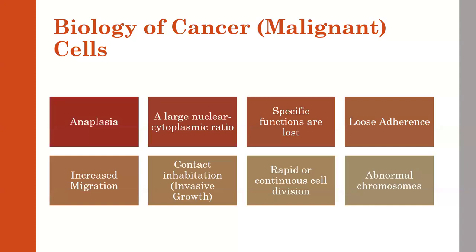They're loosely adhered to the basement membrane. They like to get into the blood or into the lymph nodes and go places. They lose all desire to have contact inhibition and become very invasive with their cell growth and migration. There's very rapid and continuous cell division. It's not being turned off like it should. And your chromosomes are now abnormal when you have malignancy.